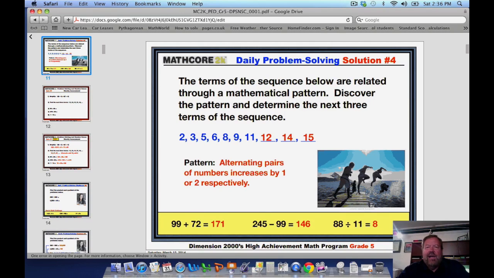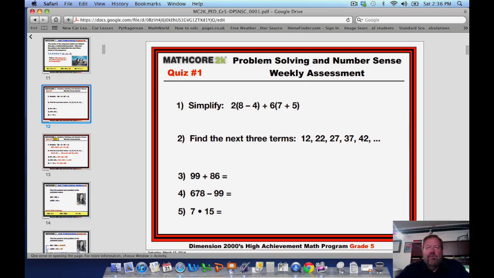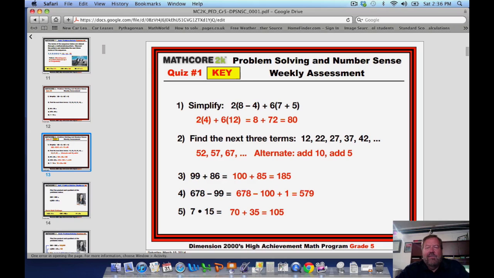Now check out Friday's slide. We have quiz 1 for week 1. The first problem is very similar to Monday, Tuesday. The second problem is similar to Wednesday, Thursday. And then we have the 3 number sense problems, which are similar to the number sense problems the students were practicing that week. And then click one more time and you have the solution. So this makes it easy for the teacher.